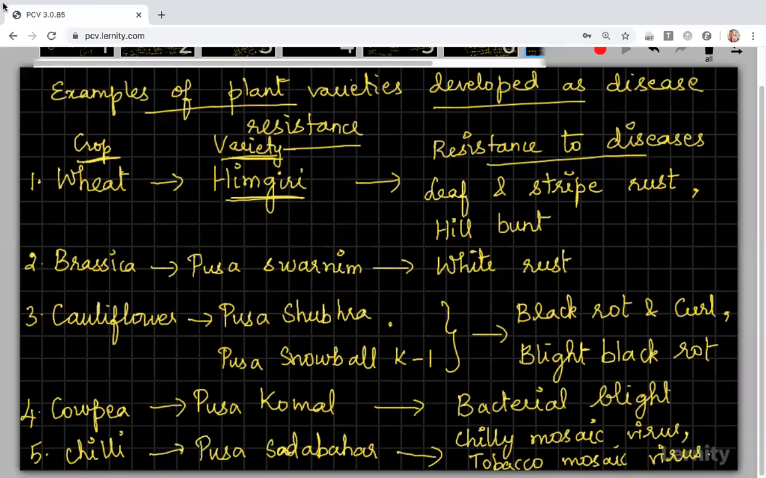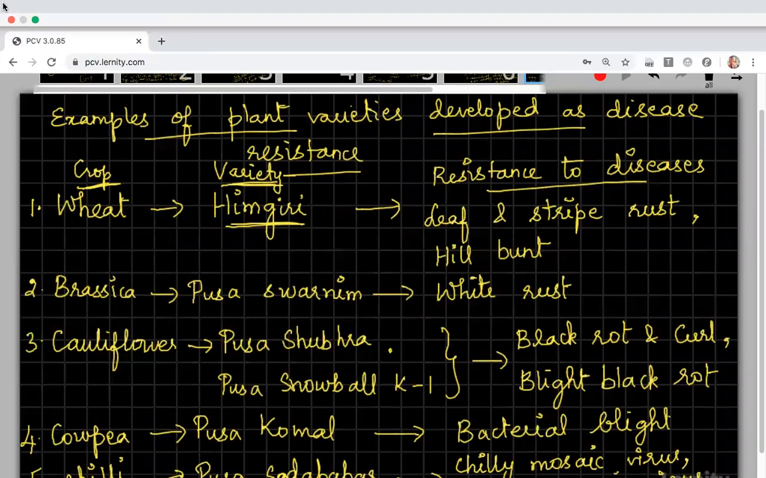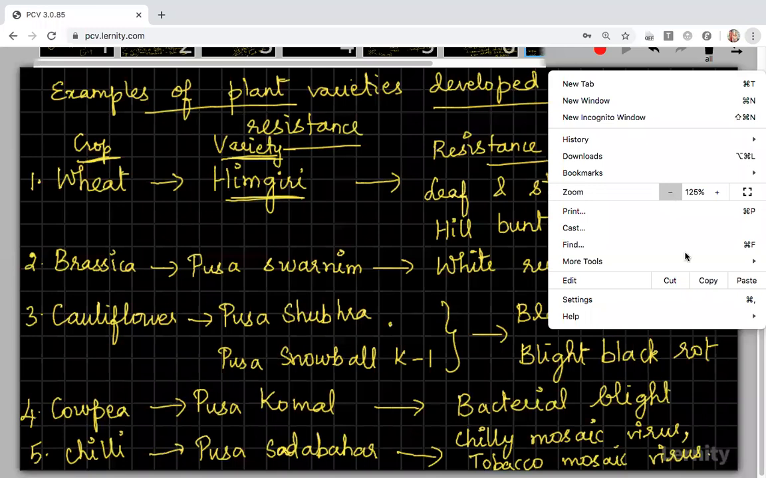And I will give you one more example for mutation breeding varieties. You first copy this slide, then I will give you the examples for mutation breeding varieties in plants resistant against disease.